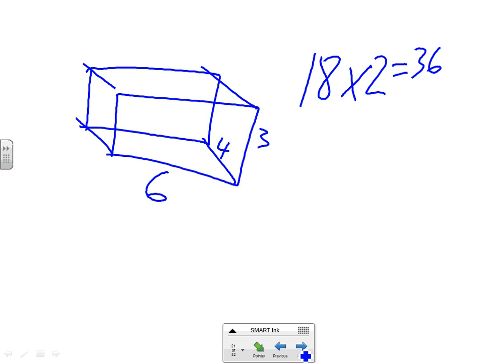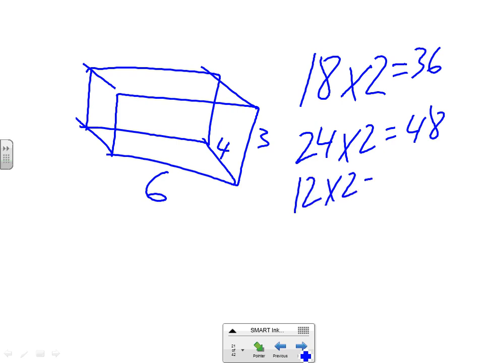All right, then let's get the top and the bottom. What's the area of the top and the bottom? 24, right? 6 times 4. So we've got 24 times 2, 48. And then the sides. What is the area of each, the left and the right side? 12, right? 4 times 3. So we've got 12 times 2, 24. So to get the surface area, just add those up. So 36, 24, those add up to be 60, plus 48, 108.